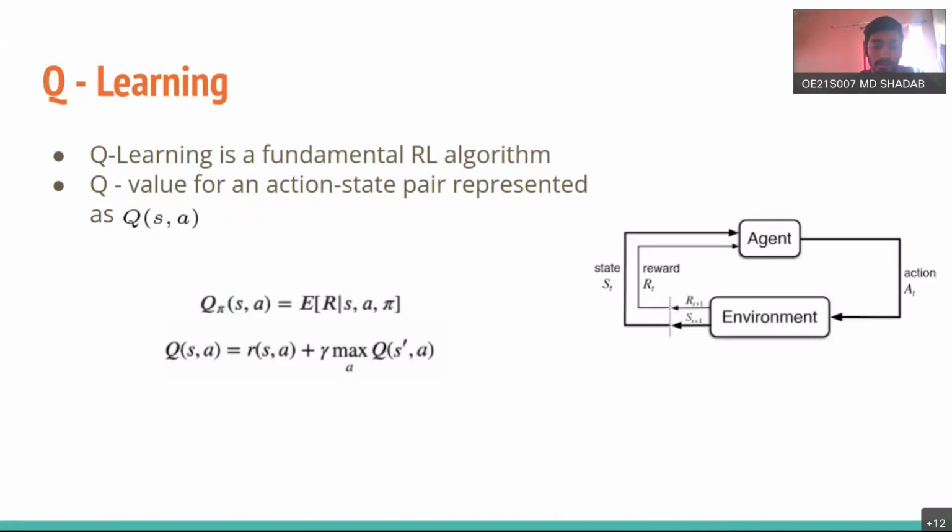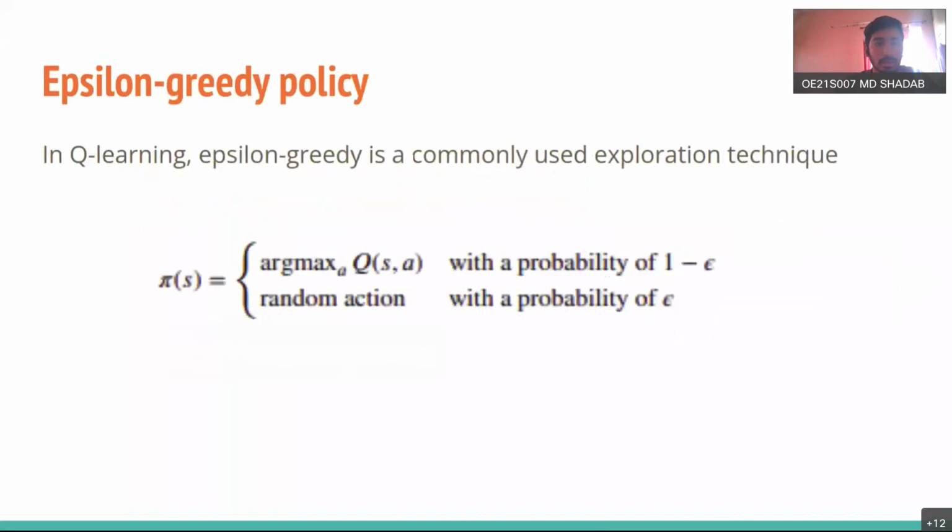This Q value is the summation of the reward that we are going to get after taking action A at S, and also the cumulative summation with a discount factor of gamma for the future values. Next slide. Can you go back to the previous slide? Yes.